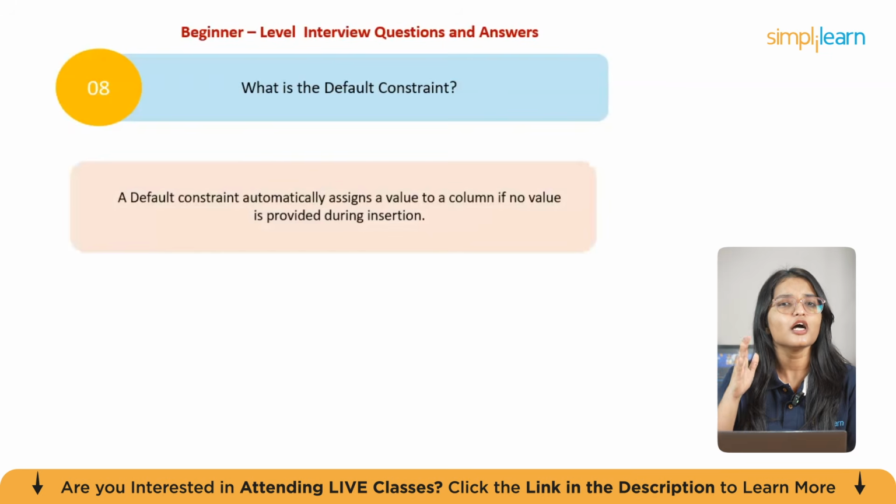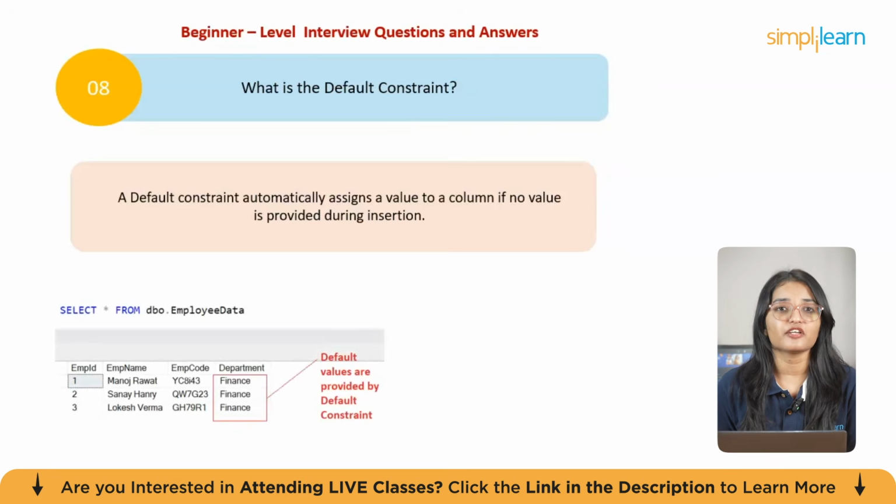Moving on to our eighth question, which is, what is a default constraint? The answer is, a default constraint automatically assigns a value to a column if no value is provided during insertion. For example, if a country column has a default value of India and you add a student without specifying the country, it will automatically be filled as India. It saves time and ensures consistency in your database.